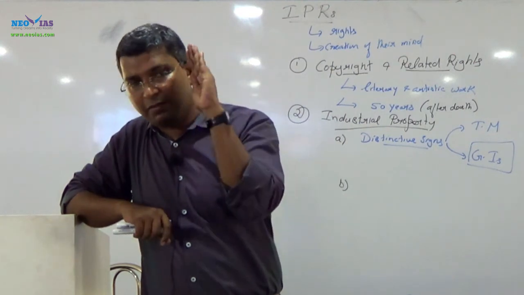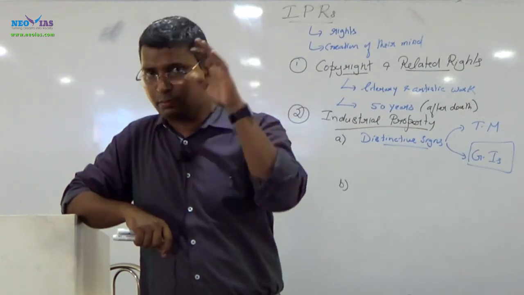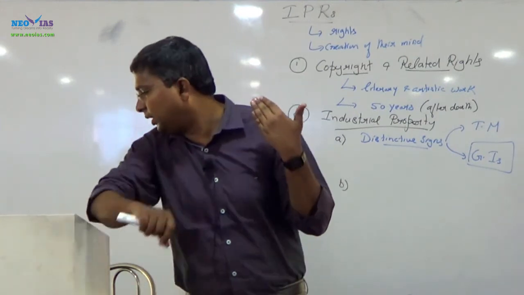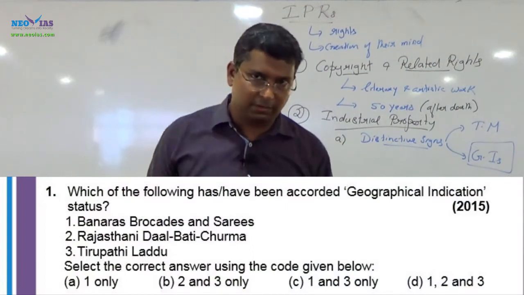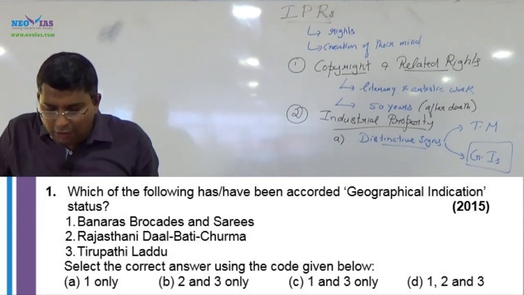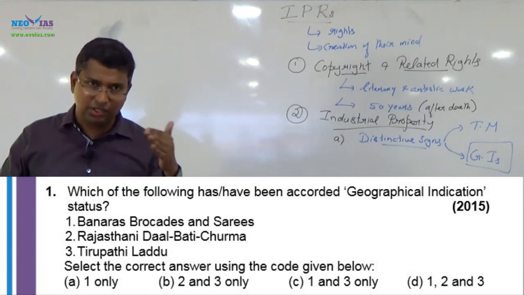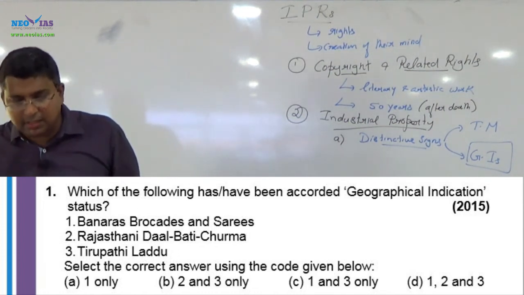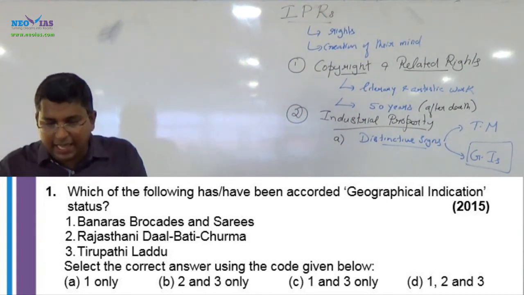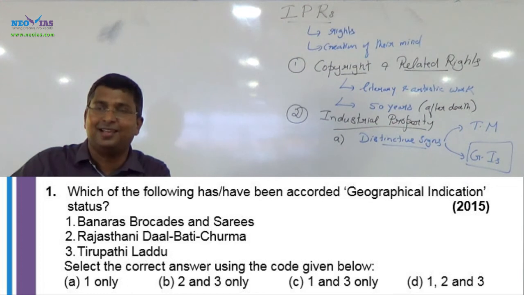Just have an idea why I am giving so much importance: UPSC has already asked a question in 2015 on which of the following items are given GI tag or GI status. Just see it, question number 1. Which of the following has or have been accorded GI status? If a question like this comes in future, just have an idea. Banaras brocades and saris have a GI tag. Tirupati Laddu also has a GI tag. But Rajasthani Dal Bati Churma has still not got a GI tag.